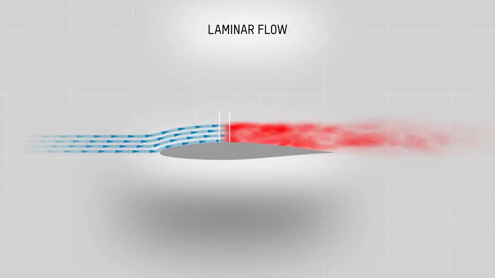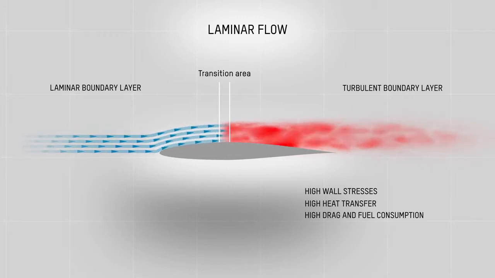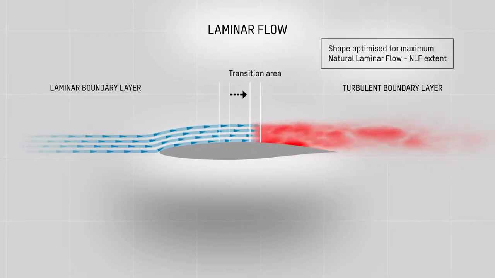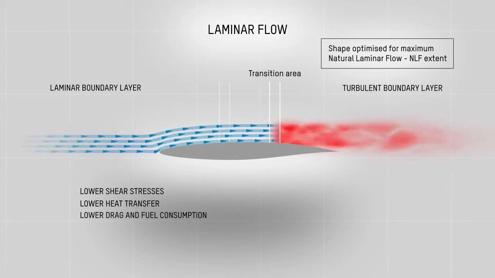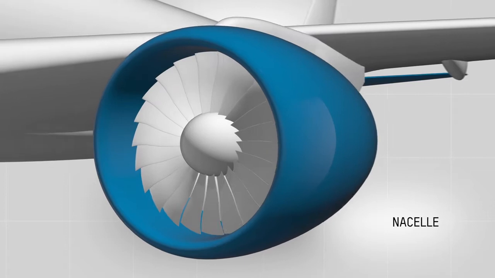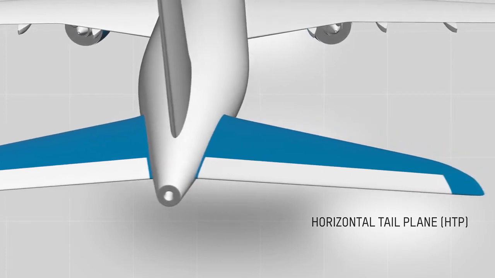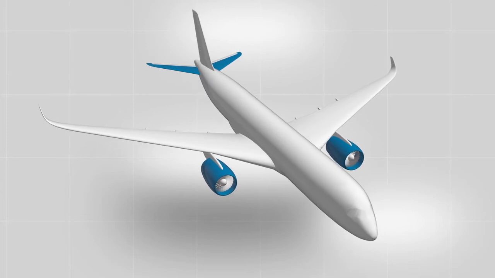By generating enhanced laminarity based on shape optimization of components exposed to the flow, which is called natural laminar flow, NLF, there is a reduction on the complete aircraft drag of around 10%. While the major contribution is provided by innovative wing profiles, further potential is available on the nacelles and the horizontal tailplane, HTP, where additional savings of 1% and 2% respectively are envisaged.